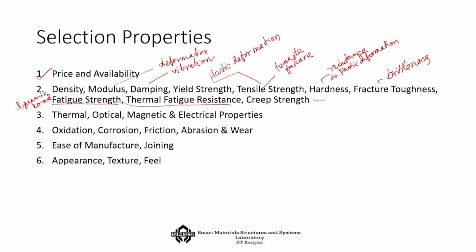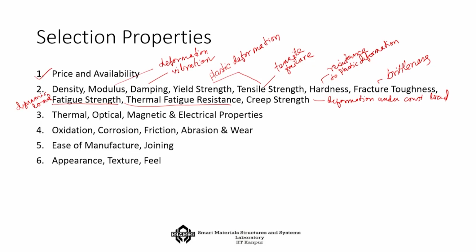So, this is also deformation, but the difference between the property of modulus of elasticity and this is that it is deformation under constant load. Of course, then we have other properties like thermal properties, optical properties, magnetic and electrical properties of the material. And then we come to the group of oxidation, corrosion, friction, abrasion and wear. These are important in terms of the surface behavior of the material.